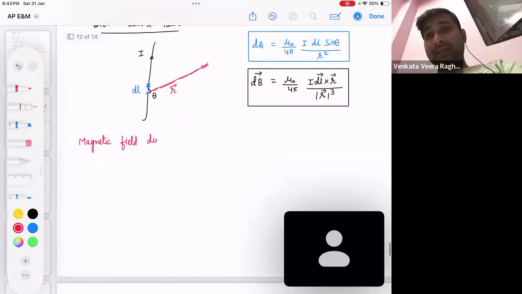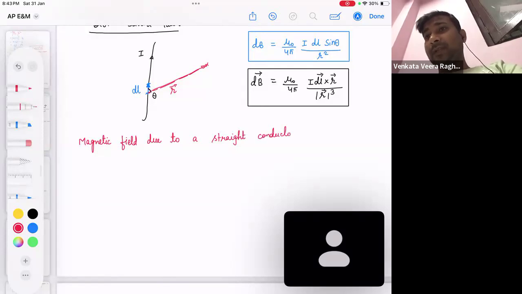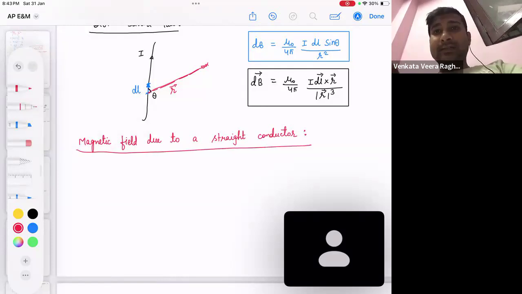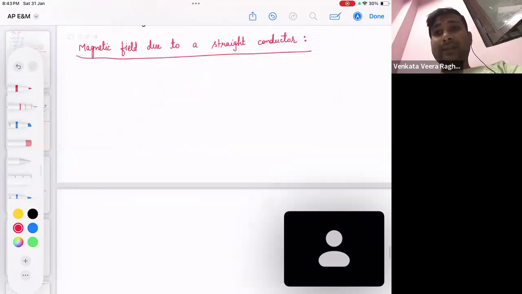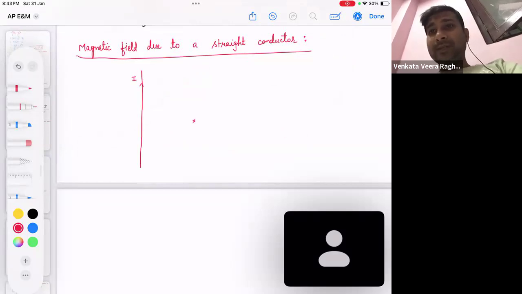So, magnetic field due to a straight conductor. Then we will also calculate it due to a circular loop. Let's first calculate the magnetic field due to the straight conductor. Let's say there is a straight conductor here, having current I like this. We want to calculate the magnetic field at this point, and the perpendicular distance is given as, let's say, a.